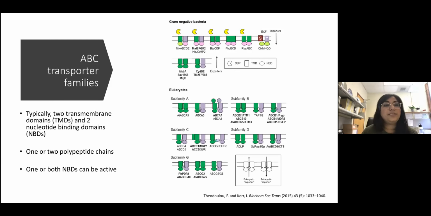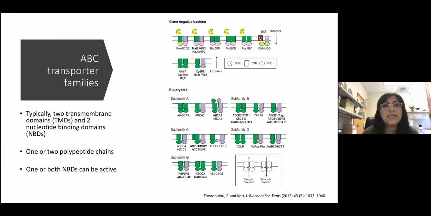And in eukaryotes, you have ABC transporters divided into 5 main classes, the A, B, C, D, and G families. Although this is a designation for eukaryotic ABC transporters, we can learn a lot about their function by studying orthologs in model systems like gram-negative bacteria, as well as fungi, which is the focus of our research.